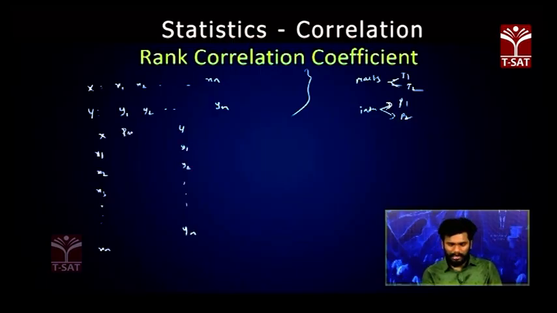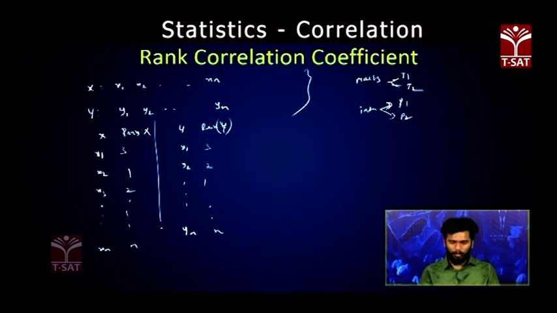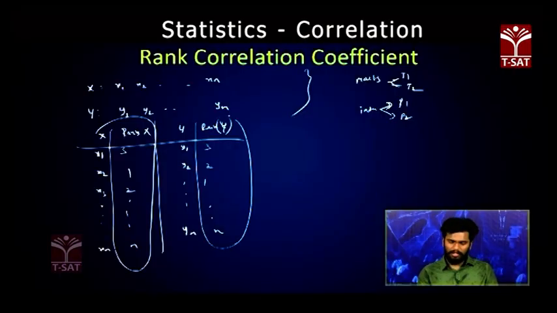Now I will find the ranks of x. If you consider in terms of marks, whichever has the highest value, we rank that as 1, and the next highest we rank as 2, the next highest we rank as 3, and like that we will get n ranks. The same way, we'll rank y also, according to the magnitude of the value. Now, we'll find the correlation of the ranks of x and the ranks of y.